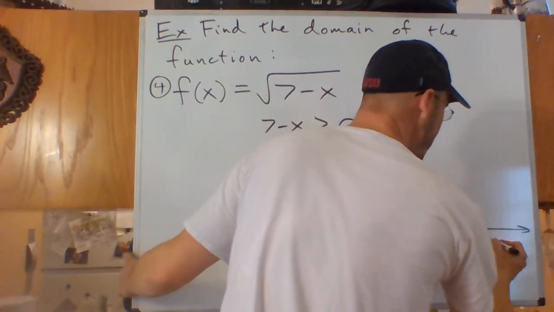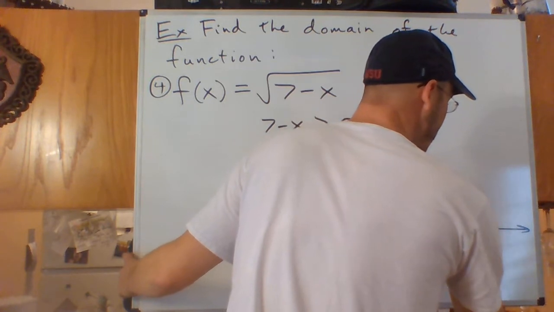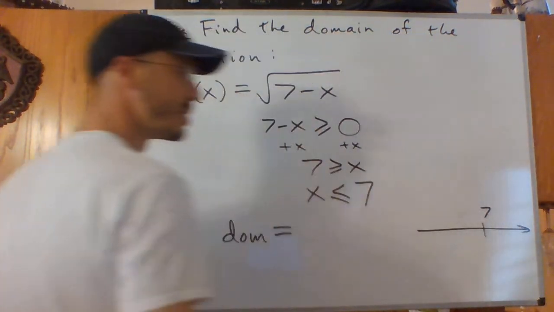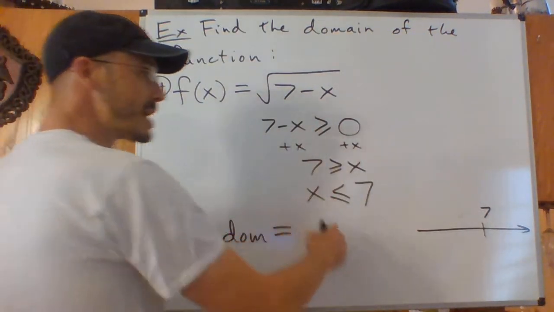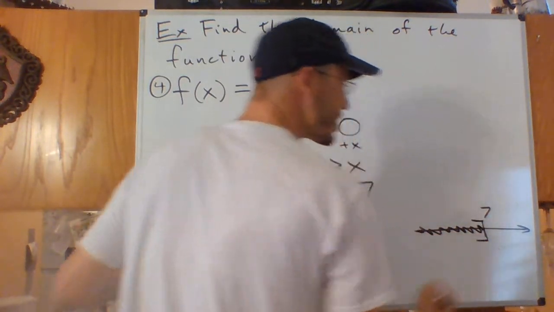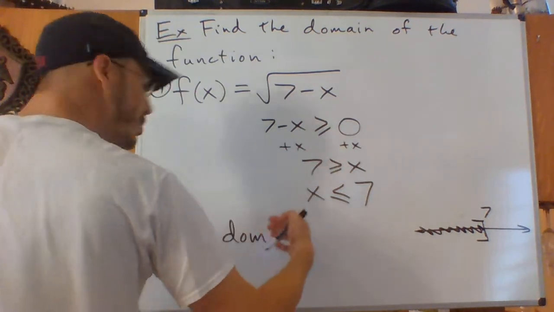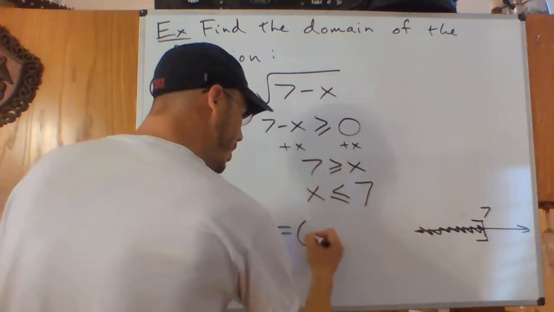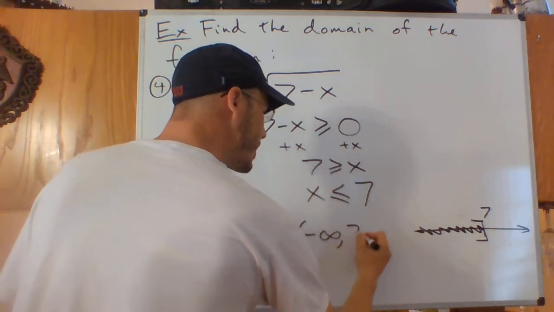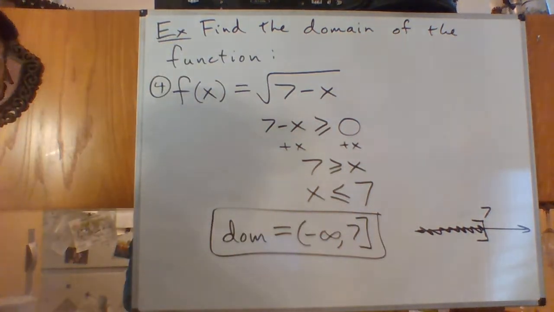In other words, if I do 7 there on my number line, less than is to the left of, and less than or equal to means that I have the bracket. So it's all the real numbers from all the way to the left, negative infinity, up to 7, including 7. And that's the domain.